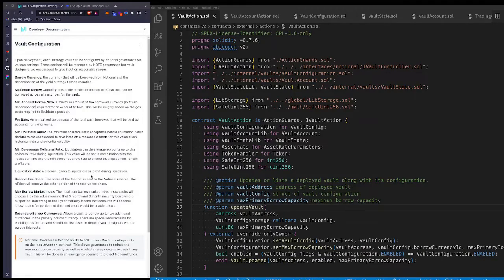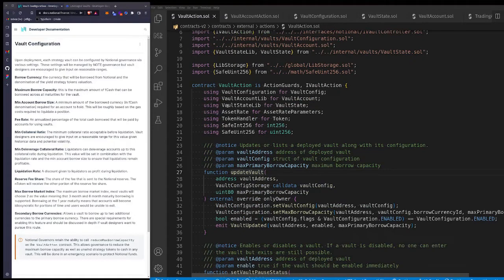So now we'll look at the various vault configuration parameters and administrative methods that are available to governance. So this is where vaults will start their life cycle. Vaults will start their life cycle by governance calling a method called update vault on vault action. This will whitelist the vault and set its initial parameters and its initial borrow capacity. So we'll just talk through what those are.